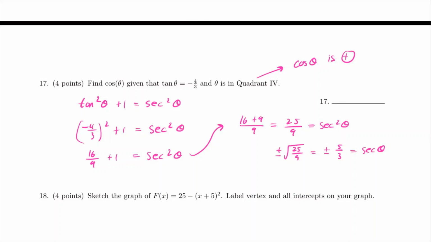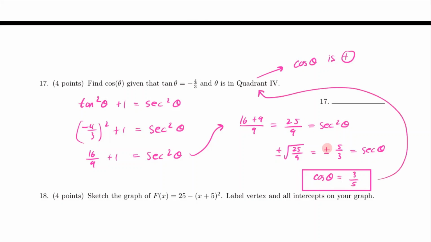Now, since we're looking for cosine, and since it's in fourth quadrant, we will only take the positive value. And also we're going to reciprocate. So therefore, cosine theta would be the reciprocal of that. So it'll be 3 over 5. So that would be the value for cosine. Again, it's positive because we're in the fourth quadrant. So you take the positive value.